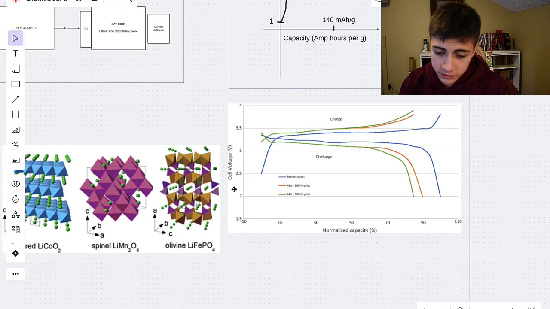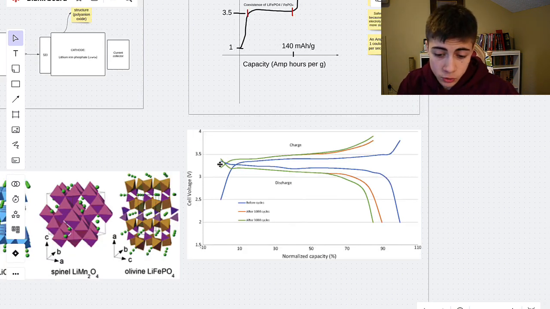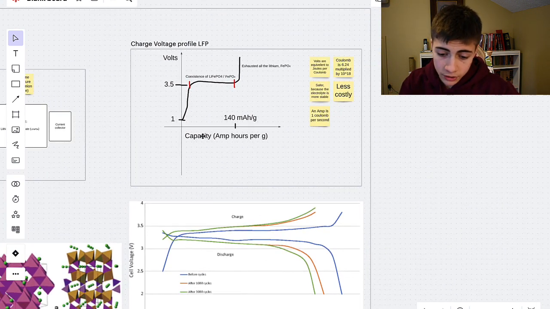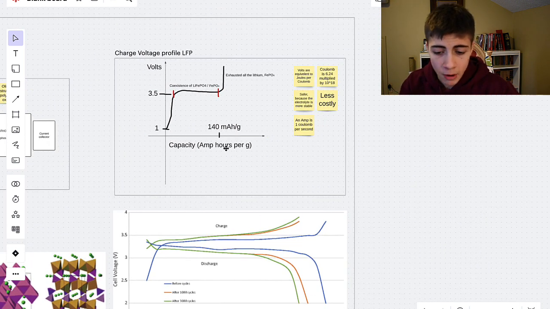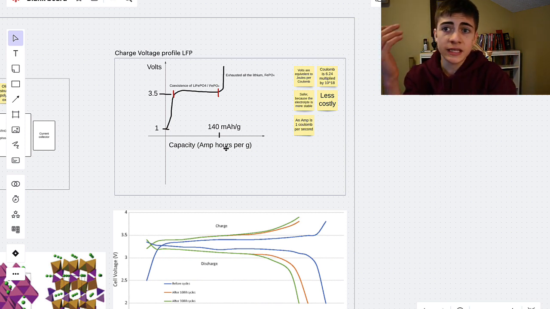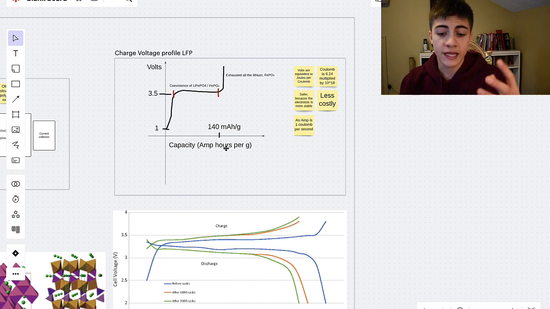So voltage profiles: you have the cell voltage, which right here is usually 3.5 volts, and then there's the normalized capacity, which is how much energy it can store, and then the volts, how much pressure is going through. The capacity is basically measured in amp hours. If you don't know what an amp is, it's a coulomb per second. It basically measures the current. You can think of it as the water flowing through, and then the volts is the pressure that we put on the water, or on the electrons that are flowing through our circuit.